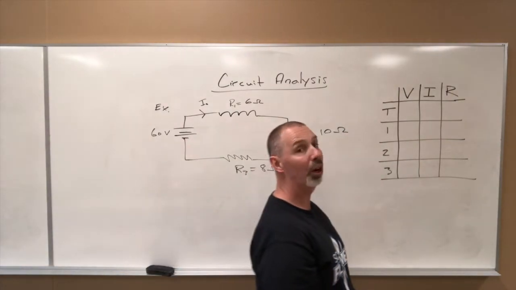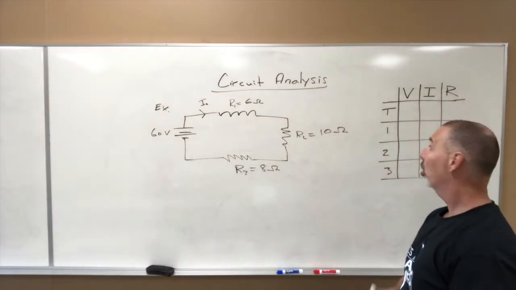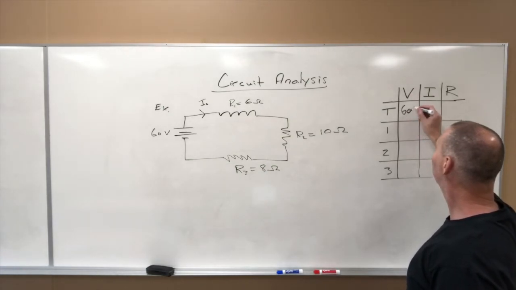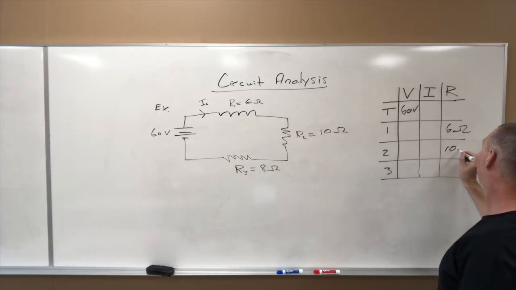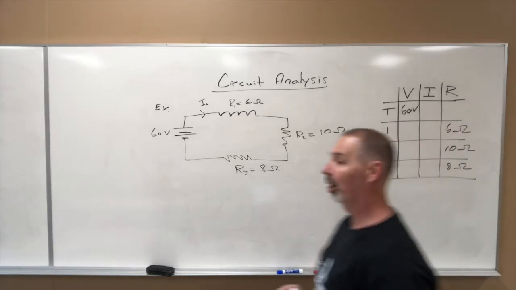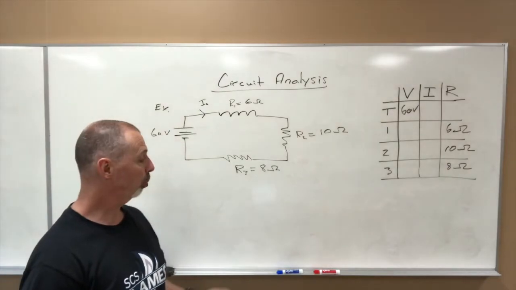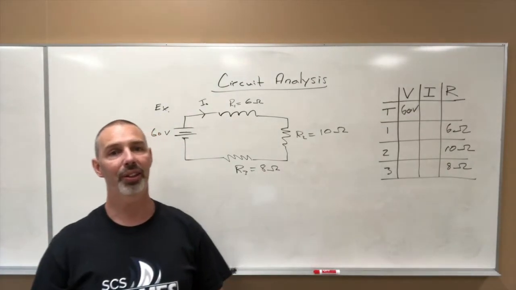And if we do this and we write in the information that we know, it's a good way to begin and be organized. So we have 60 volts as our total potential difference. We have 6 ohms. We have 10 ohms and 8 ohms. All right, now it's our job to fill in that chart. So this becomes the question now. Find all the missing pieces in that chart.